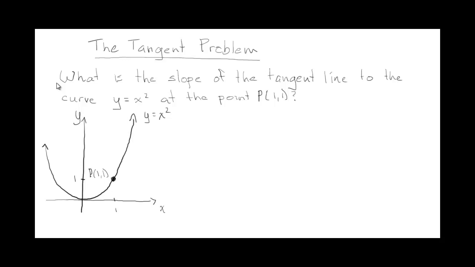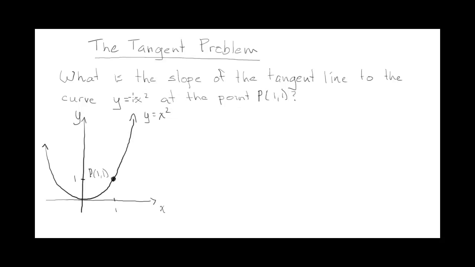Okay, in this video we're going to look at what we call the tangent problem. Now this tangent problem is really important. It's fundamental to the development of calculus. In fact, it's this problem which led to the whole development of calculus. It's why calculus exists. So the question is, what is the slope of the tangent line to the curve y equals x squared at the point (1, 1)?